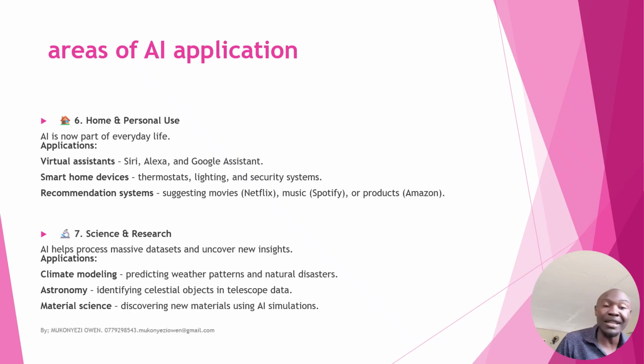There are virtual assistants like Siri, Alexa, and Google Assistant, the smart home devices, the thermostats, lighting and security systems. Some homes have those alarms. When we have an intruder, it will make a lot of noise. It will detect that there is an intruder in the house. Recommendation systems can suggest movies, music, or the products that you may need to use in your home.